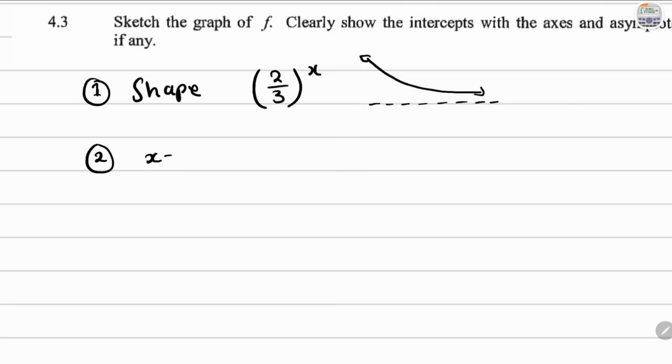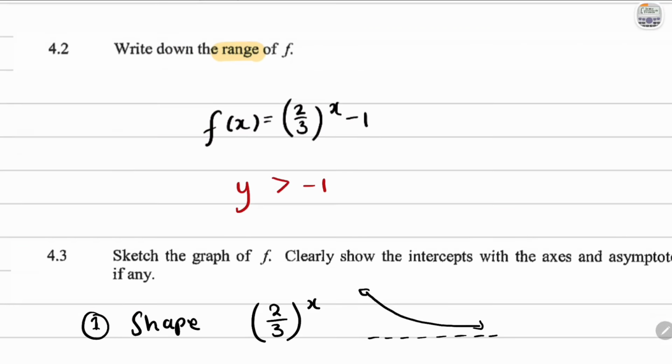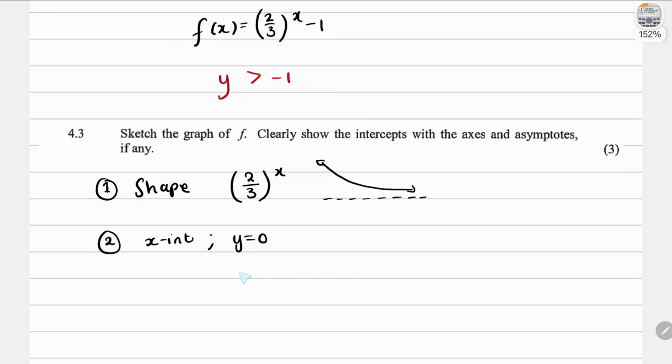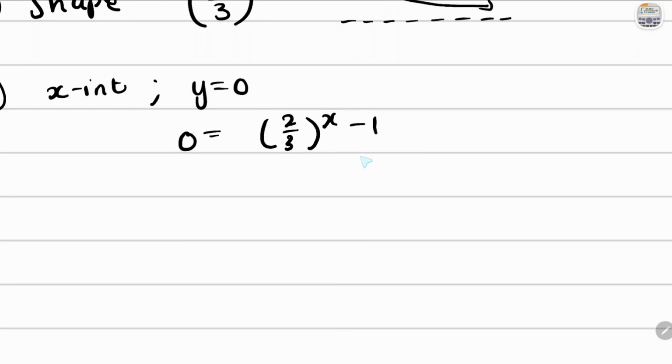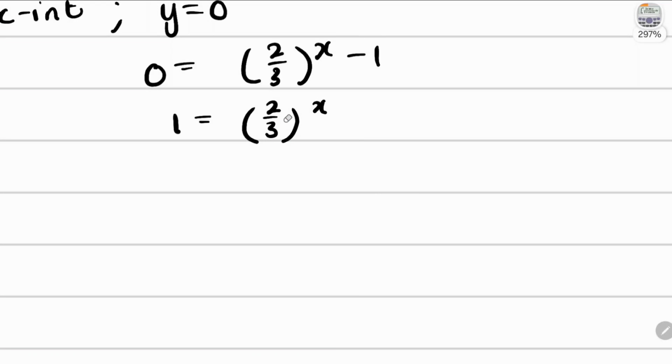To find an x-intercept, you need to make y equal to 0. So our graph looks like that. Let's make y equal to 0. So that is 0 is equal to 2 over 3 to the power of x, minus 1. Now that we have this, we can solve. Take the negative 1 over, it becomes positive, and you have 1 is equal to 2 over 3 to the power of x. Remember, you have to make the bases the same, because right now this is an exponential equation. So to make 1 a base of that, it's 2 over 3 to the power of 0, because anything to the power of 0 is 1.